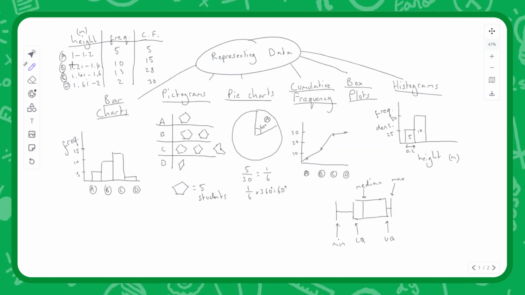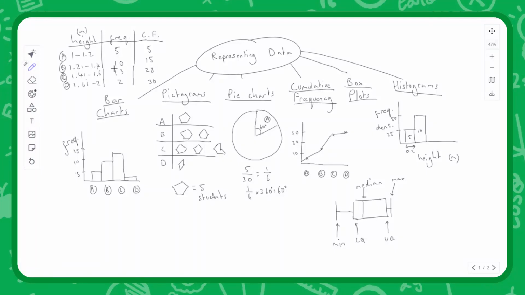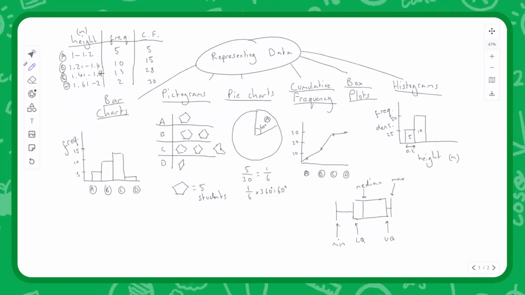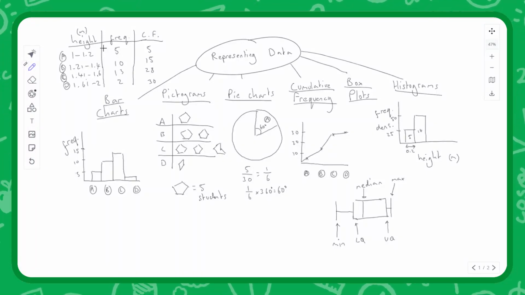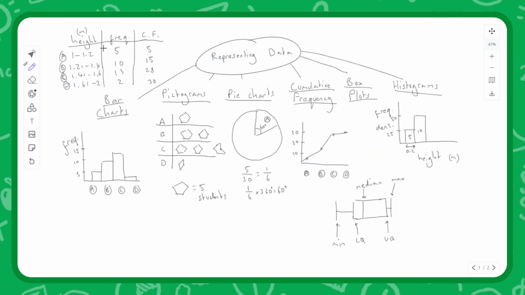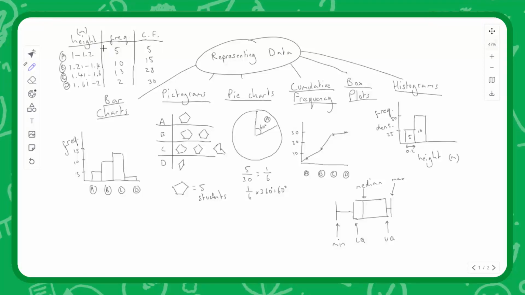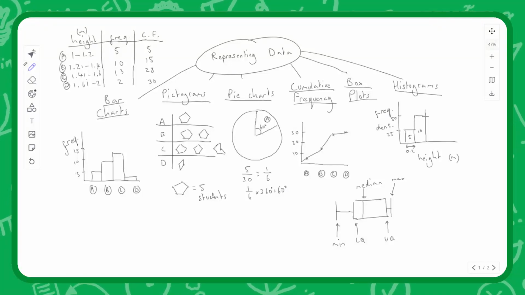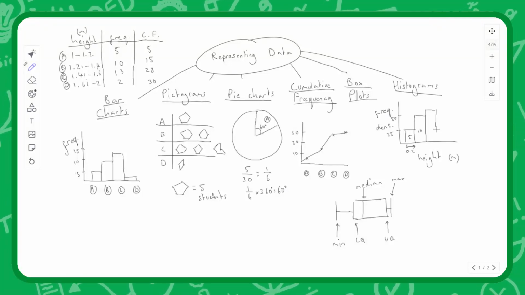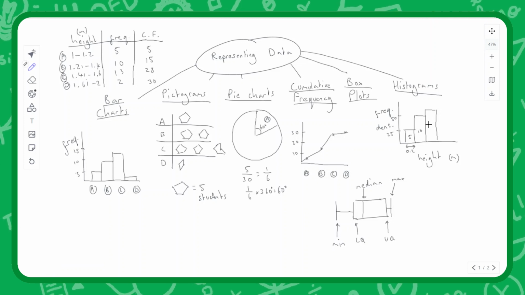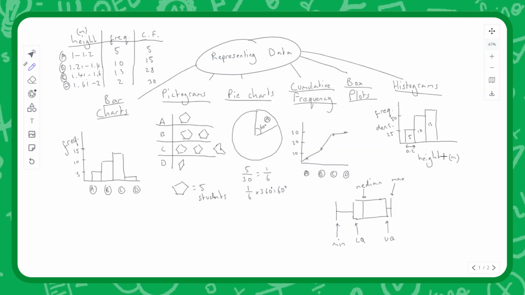My third bar, I need to represent 13 students with the area. And again, it's got a width of 0.2. And so I need to work out 0.2 times something has to give me 13. Well, on a calculator, I can do 13 divided by 0.2 and I get 65. So my height would be 65 for this. And that's 13 students represented.